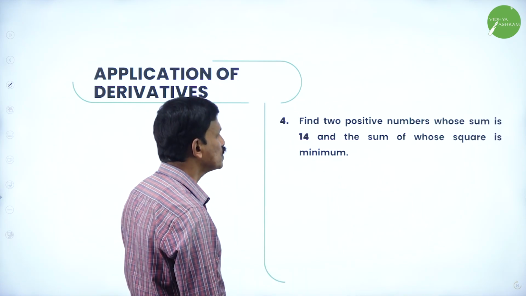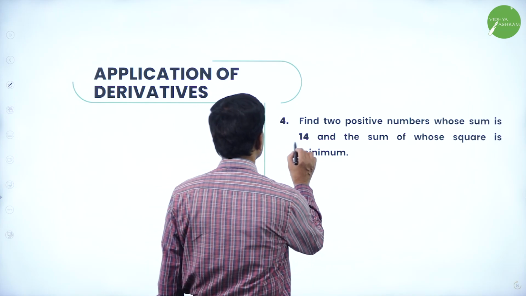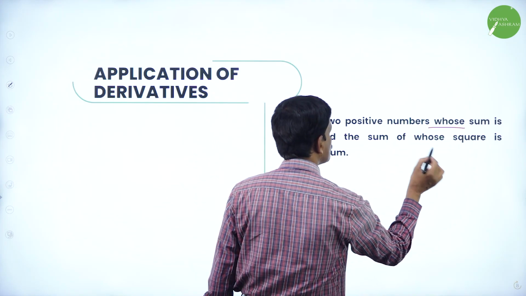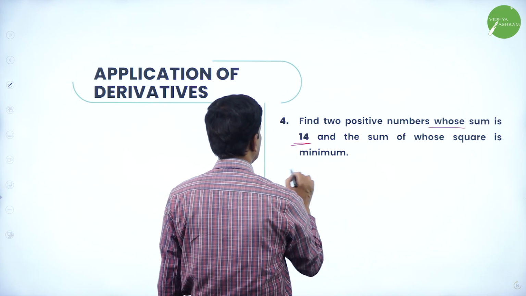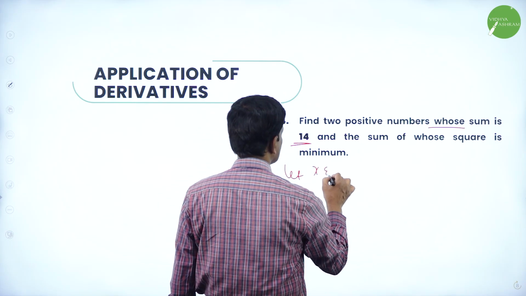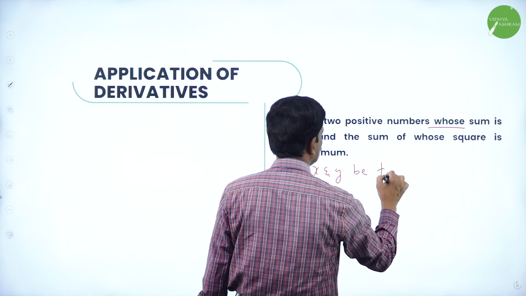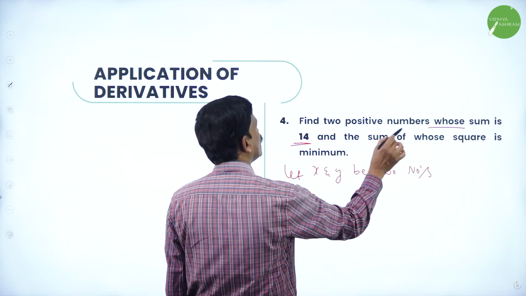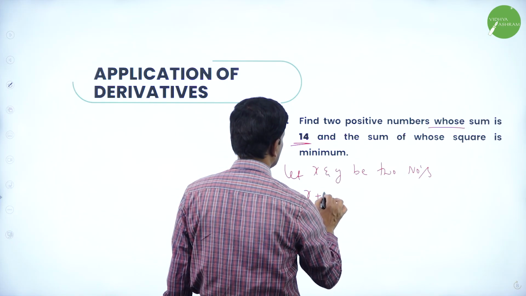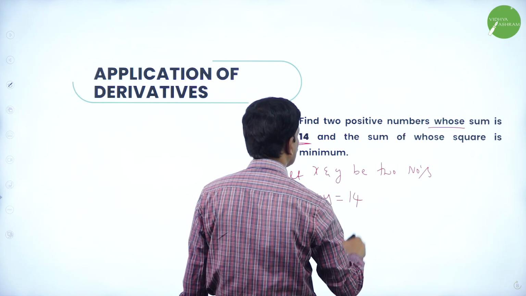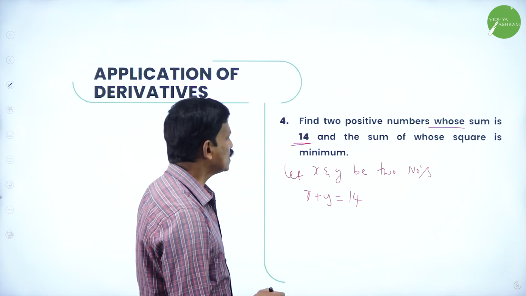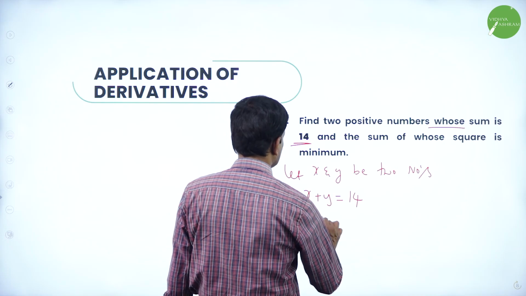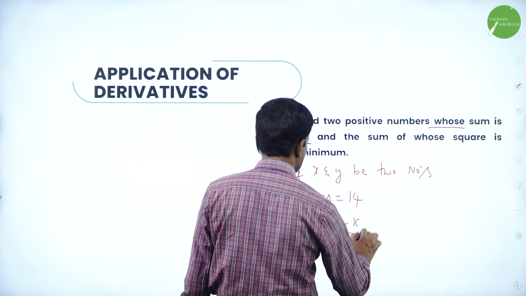Find two positive numbers whose sum is 14 and the sum of whose squares is minimum. So, let x and y be the two numbers. What is given? The sum of the two numbers is given: x plus y is equal to 14 and the sum of whose squares is minimum. Now, what is y from this? y is equal to 14 minus x.